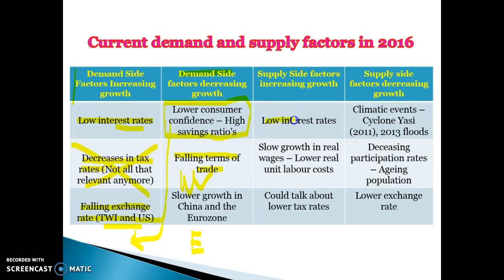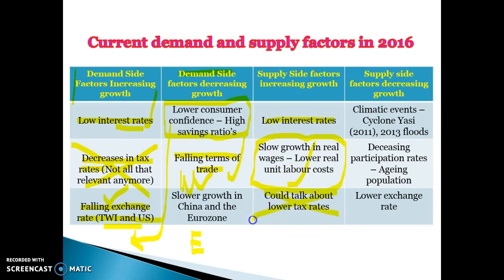Supply side factors: lower interest rates, reducing production costs for businesses, is a favourable factor. But the big one at the moment is the slow growth in real wages. Real wages are only going up by a very small percentage, and that's helping to keep our real unit labour costs under control and making us more internationally competitive. That's your big supply side factor. This one, and this one are the three things that I would be focusing on, and perhaps the lower exchange rate, if you get the choice.